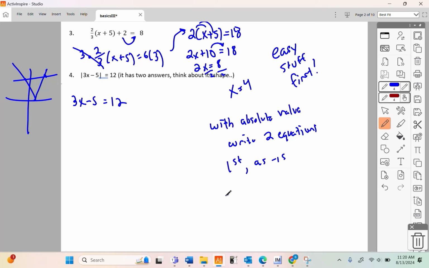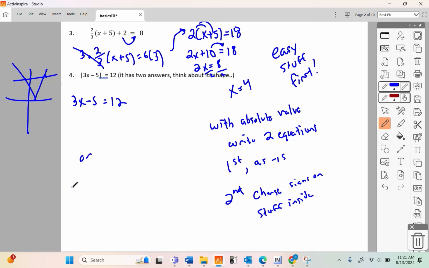The second, we change the signs on the stuff inside. And I don't know if Garner taught it this way or not. It's just how the ACT's been doing it. It's actually the proper way. Because what's inside is either a positive number or a negative number, and the distance happens to be 12.